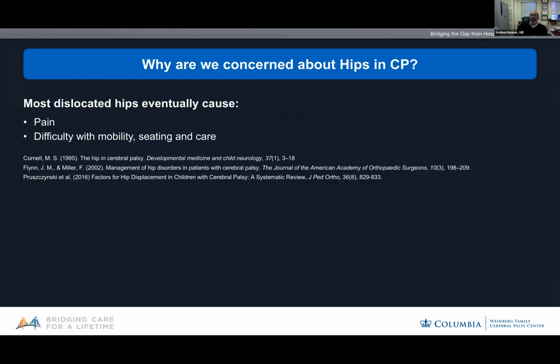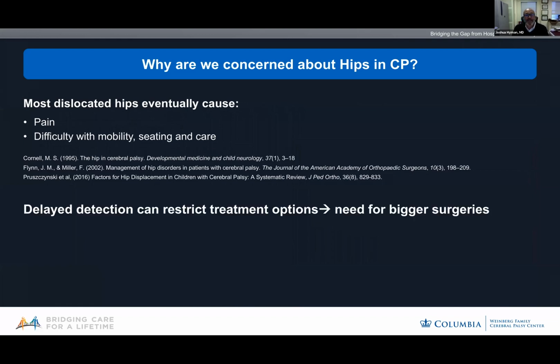Again, the reason that we're concerned about these hips is because they do eventually cause pain and can cause difficulty with mobility, seating, and general care. If we delay the detection, if we don't recognize that these hips are coming out of joint and they do eventually dislocate, then it requires greater intervention to correct them.